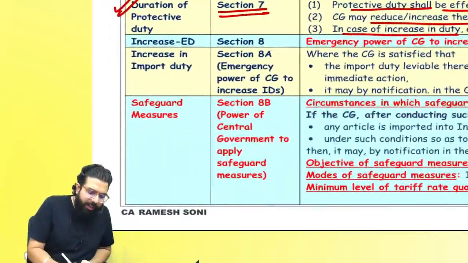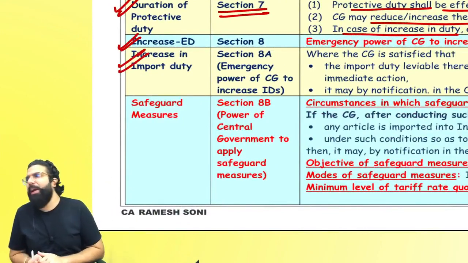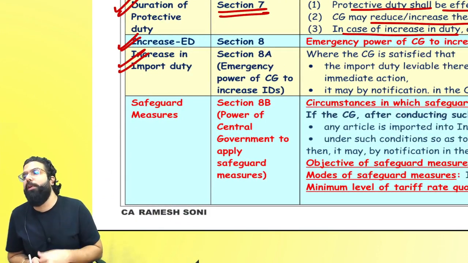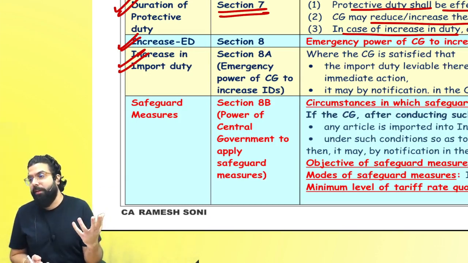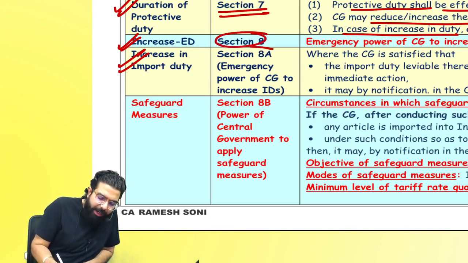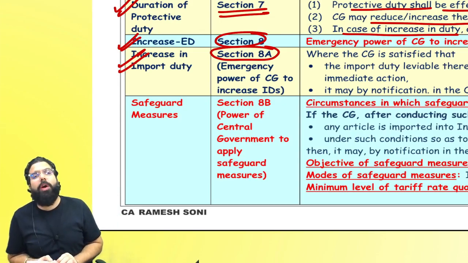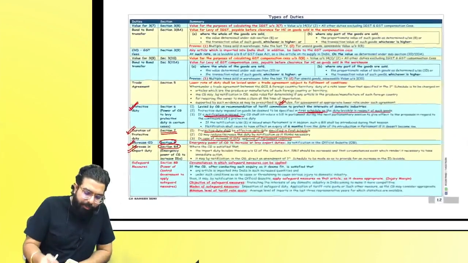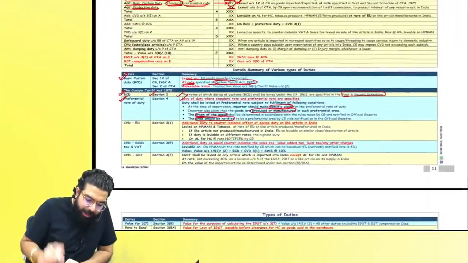Now, one more section is there, section number 8 and section number 8A. Basically, section number 8 and section number 8A are about whatever duty the government is charging, the basic custom duty on any item. If the government feels in an emergency that it has to immediately increase or decrease any import duty or export duty, then the government can use the power of section number 8 and section number 8A. It is just the emergency power with the government to increase or decrease the custom duty. Not very important from the exam point of view, but I've given two small paragraphs over here.